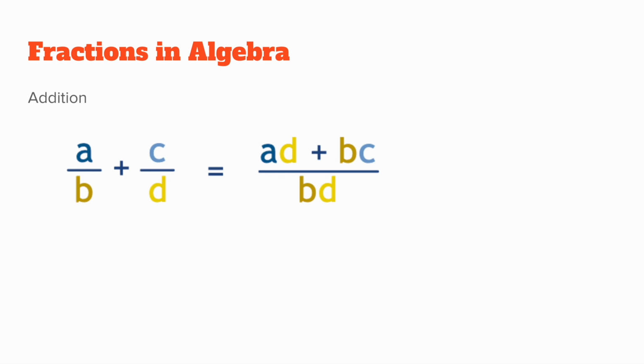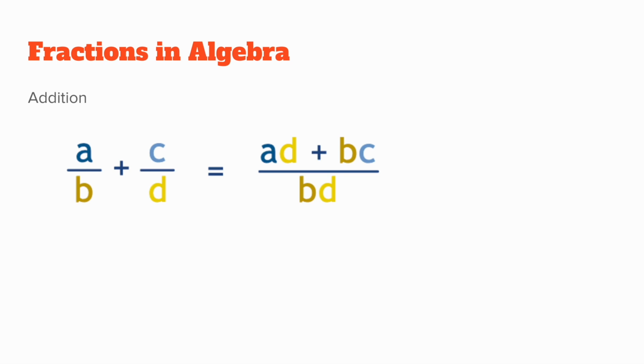Let's look at the addition of fractions. To add fractions, there is a simple rule. For example, if we say there are A, B, C, D, A over B plus C over D equals AD plus BC over BD. Let's give it an example.